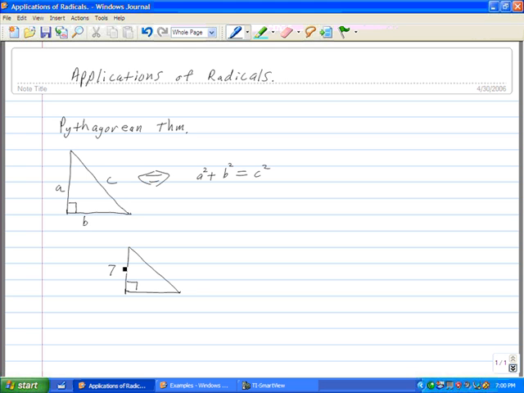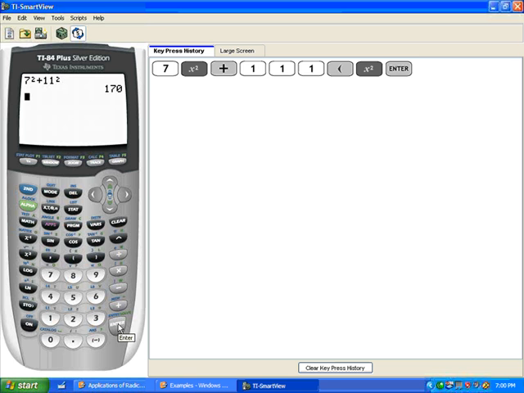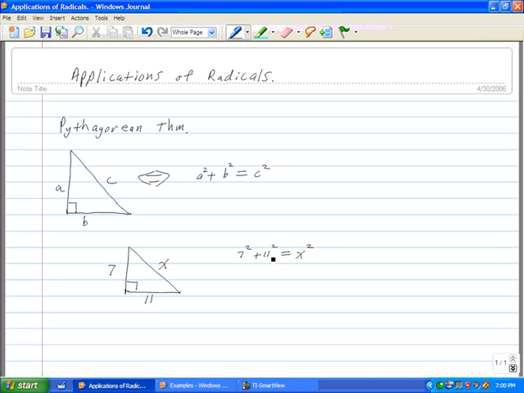Let's say I have a leg of length 7, a leg of length 11, so we'll find the missing value, we'll find the x. In this theorem, this means that 7 squared plus 11 squared equals x squared. So let's go to the calculator. We see that 7 squared plus 11 squared is 170. So we have that x squared equals 170.